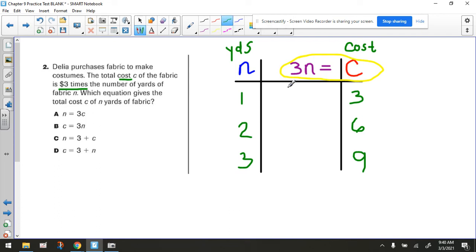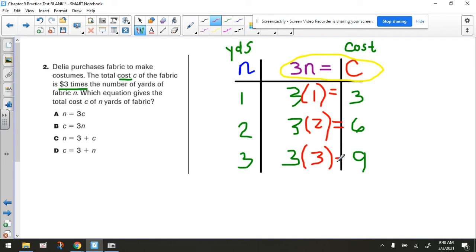And if we substitute in the values, 3, 3, 3, and substitute in this 1, and this 2, and this 3, that makes sense because the cost is 3 times whatever the yards of fabric is. This is 3 times this, is 3 times this. So we've got to go with choice B on this. Make sure you know how to do this for the test. Make sure you understand how to identify independent and dependent variables, because failure to do that will leave you lost on which of these 2 choices to pick.